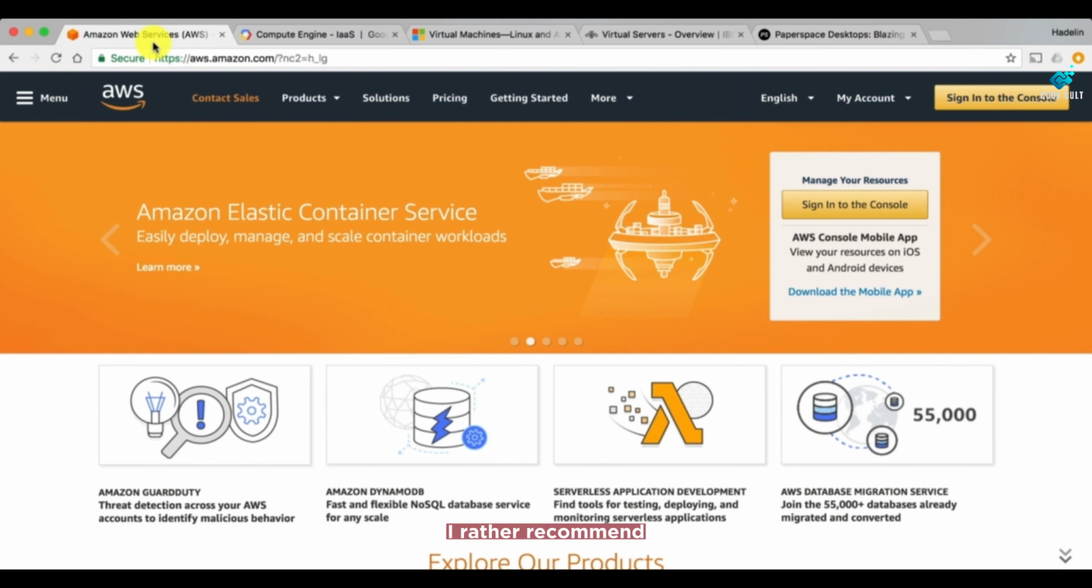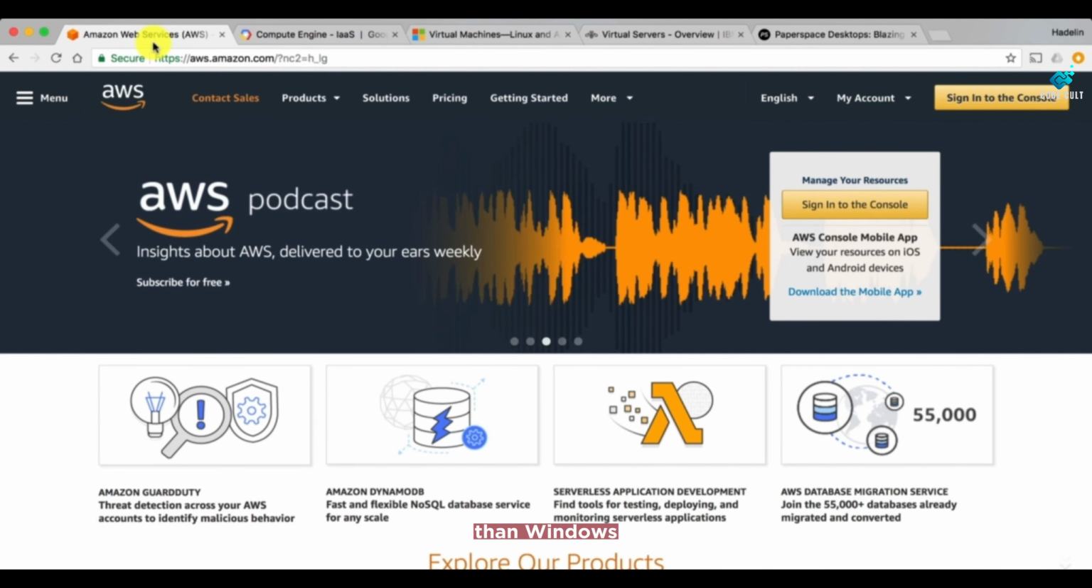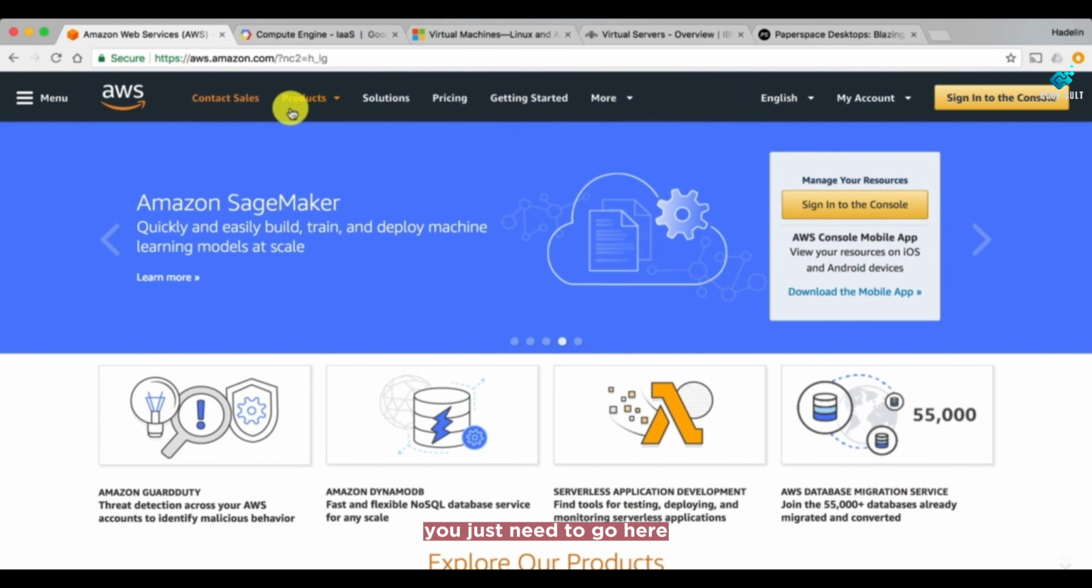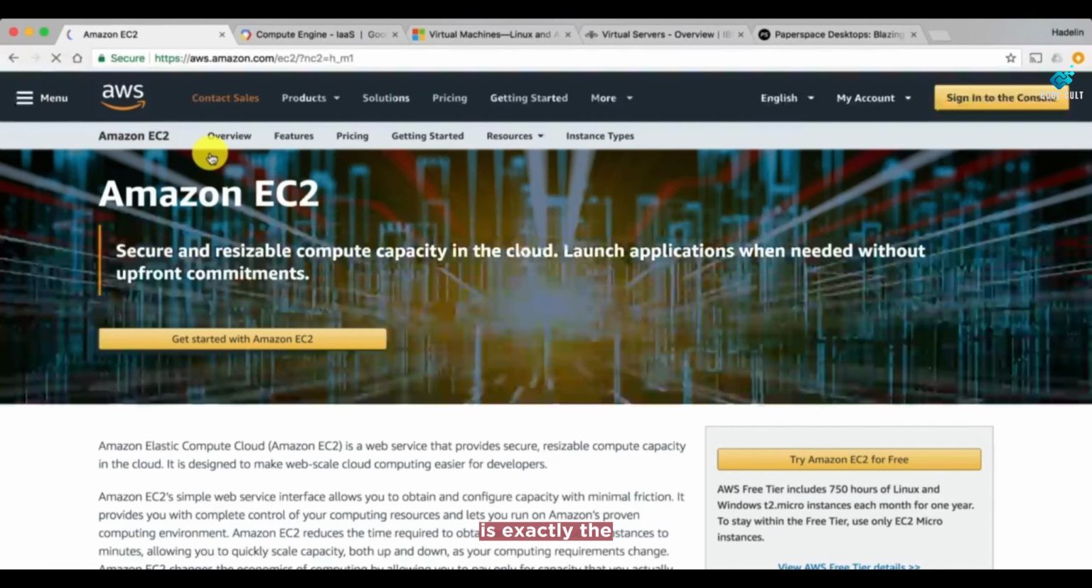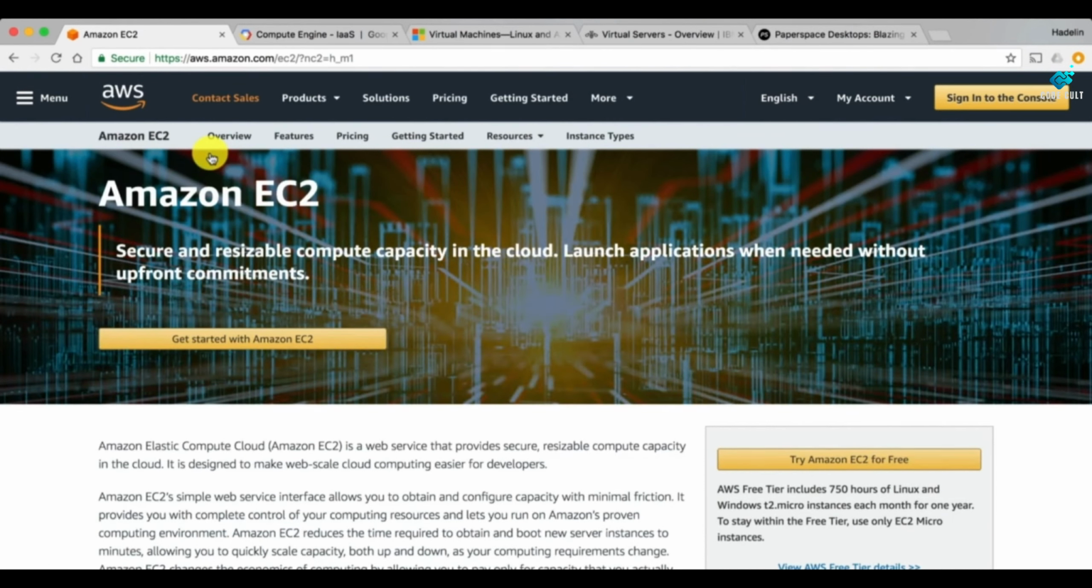I remind you that I rather recommend a Linux virtual machine than a Windows virtual machine. You just need to go here to Product and then Amazon EC2. Amazon EC2 is exactly the virtual server on which you can be connected to a powerful computer far from you, but it's as if you had it in front of you because you can basically get into it and train your models inside. All right, so it's very simple to get started with Amazon EC2.